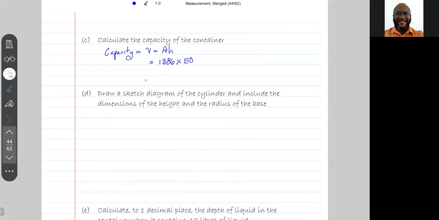So the volume or capacity would be 1,386 times 50. The capacity of the container is 69,300 centimeters cube. Then this says, draw a sketch diagram of the cylinder and include the dimensions of the height and the radius of the base.